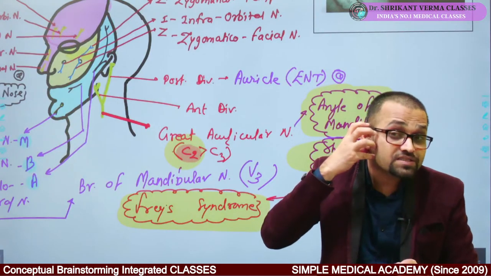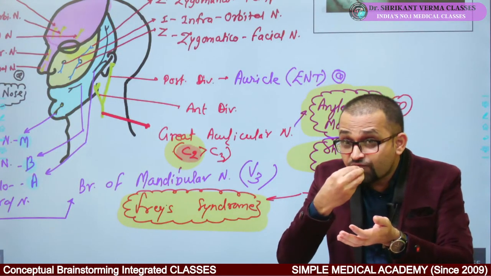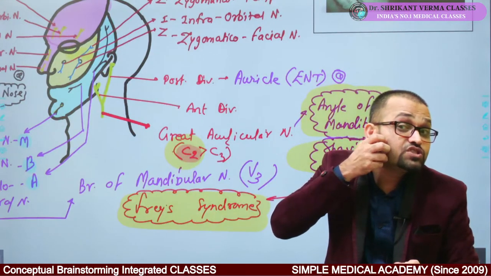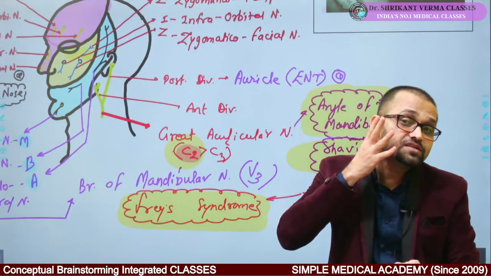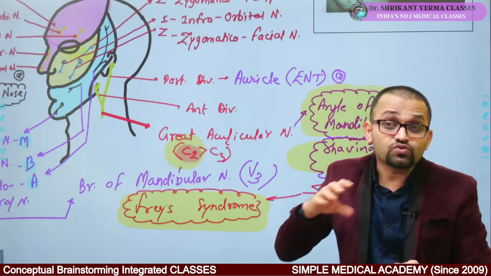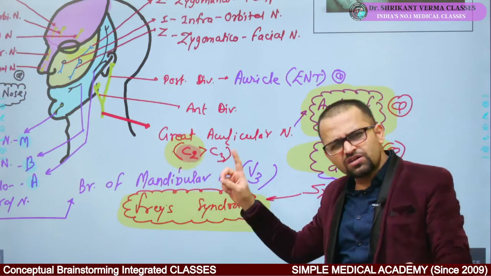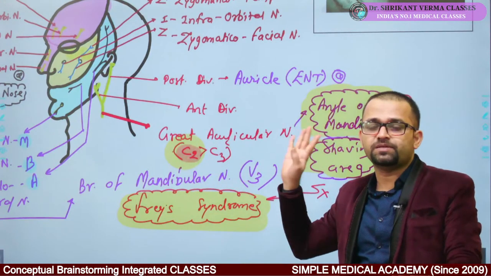It is supplying the blood vessels. So when the patient is eating food, this nerve gets activated. So it causes vasodilatation, so there is redness. It is activating the sweat gland, so there is sweating over this area. Don't forget, this question has been asked continuously in surgery and your ENT part.